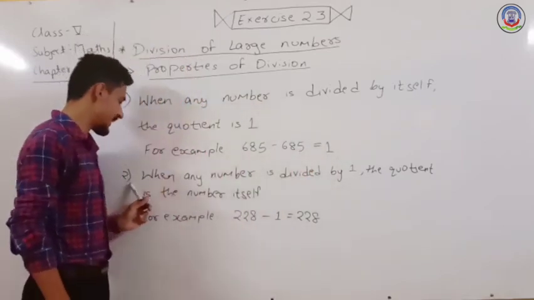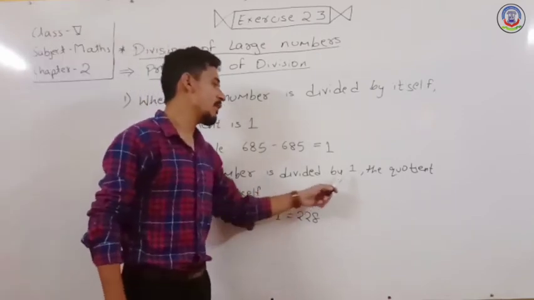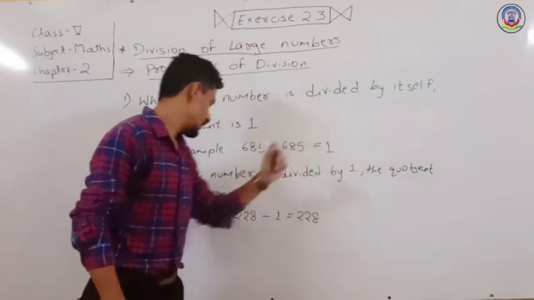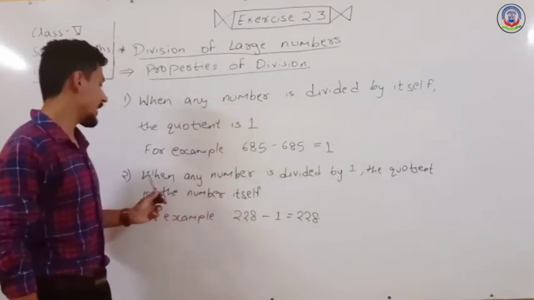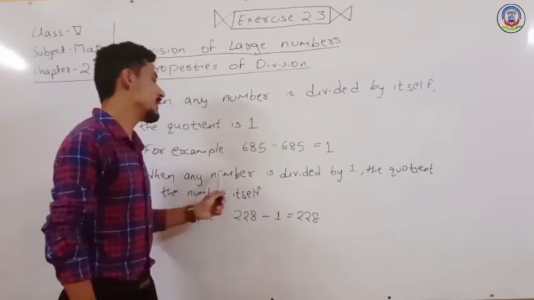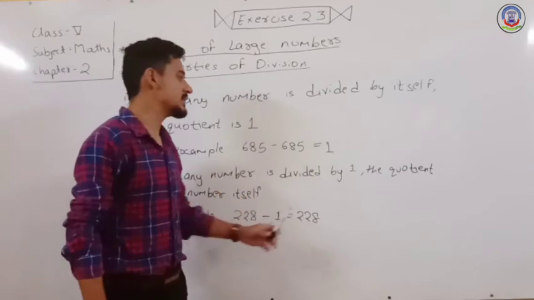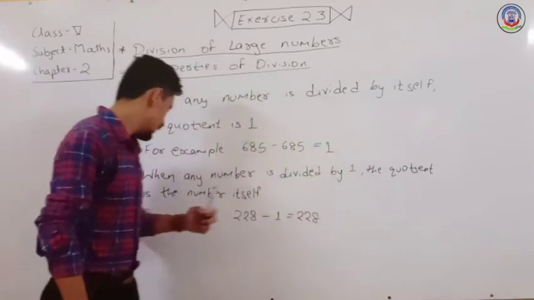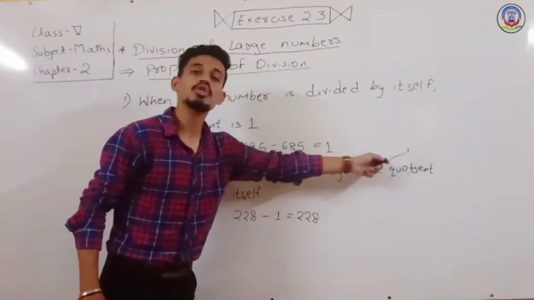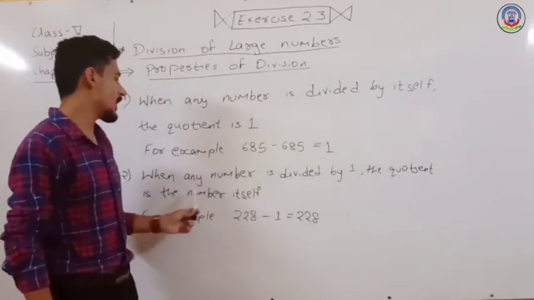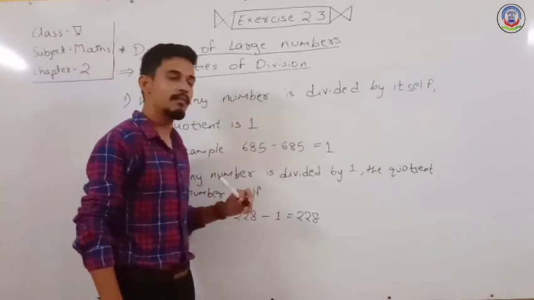Next, second number, when any number is divided by 1 the quotient is the number itself. अब इसमें क्या बताया गया है? जब हम लोग कोई भी नंबर को 1 से डिवाइड करते हैं, किससे डिवाइड करते हैं? 1 से, the quotient is the number itself. तो जो आंसर, क्वेश्चन मतलब जो उसका आंसर आता है वो क्या होता है? नंबर सेम होता है, मतलब नंबर ही आता है वापस.